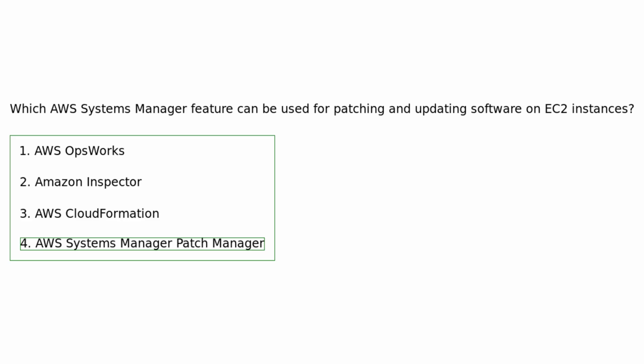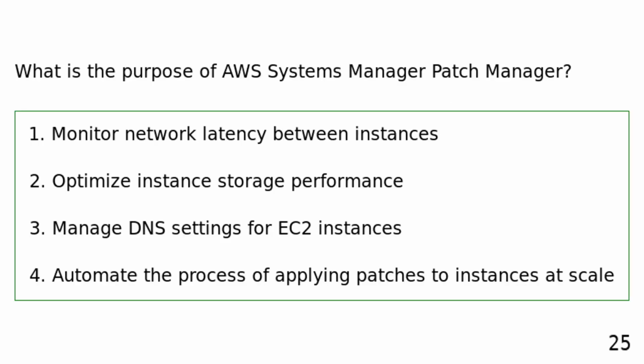AWS Systems Manager Patch Manager is used for managing software patches and updates on EC2 instances, ensuring they are up to date and secure. What is the purpose of AWS Systems Manager Patch Manager? Monitor network latency between instances. Optimize instance storage performance. Manage DNS settings for EC2 instances. Automate the process of applying patches to instances at scale.